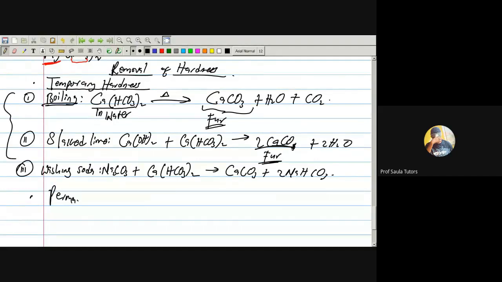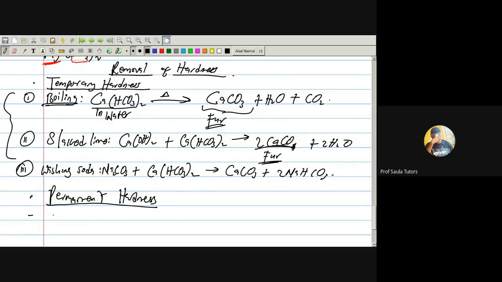Now let me tell you a short story. To remove permanent hardness, please pay attention: any method that can remove permanent hardness will automatically remove temporary hardness. Again, any method that can remove permanent hardness will also remove temporary hardness. Are we together? Good. Let me jot some of them down here.